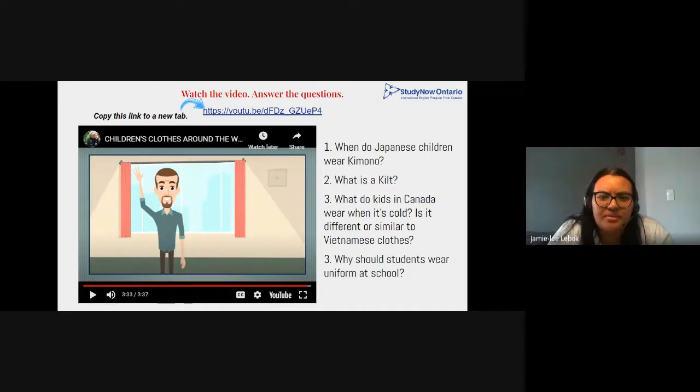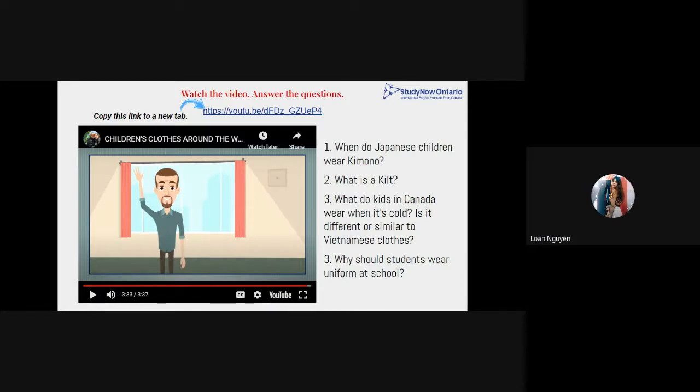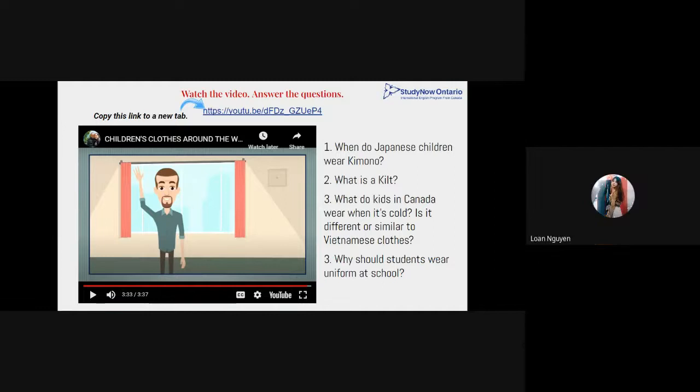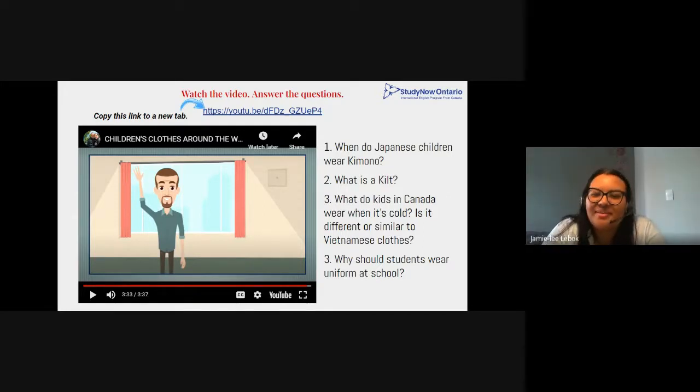Okay, and what do you wear to school every day? Do you wear uniform or no? What do you think, Luon? What do you wear to school every day? I should wear uniform clothes at school. Okay, why? Why do you think you should wear uniform at school? Because it shows formality when going into school. Oh, lovely answer. I like that. Very good, Luon. Thank you for answering the questions.